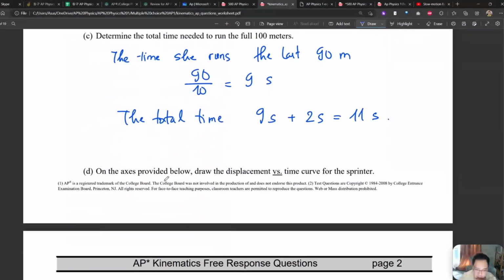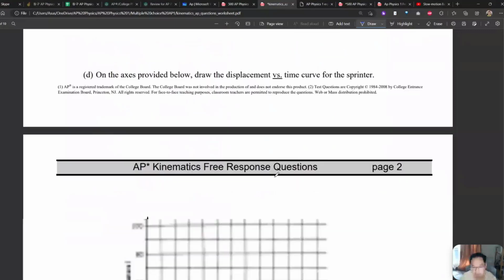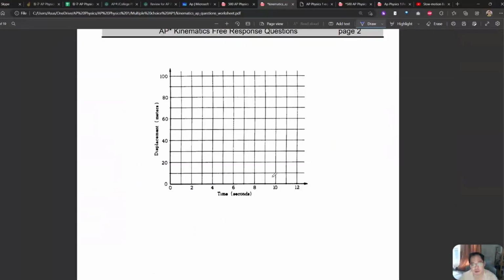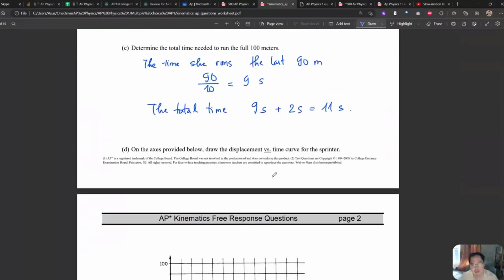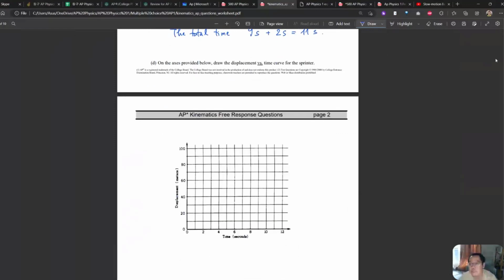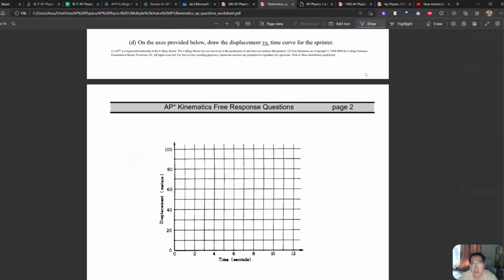On the axis provided below, draw the displacement with time curve for the sprinter. Okay, please do that yourself.